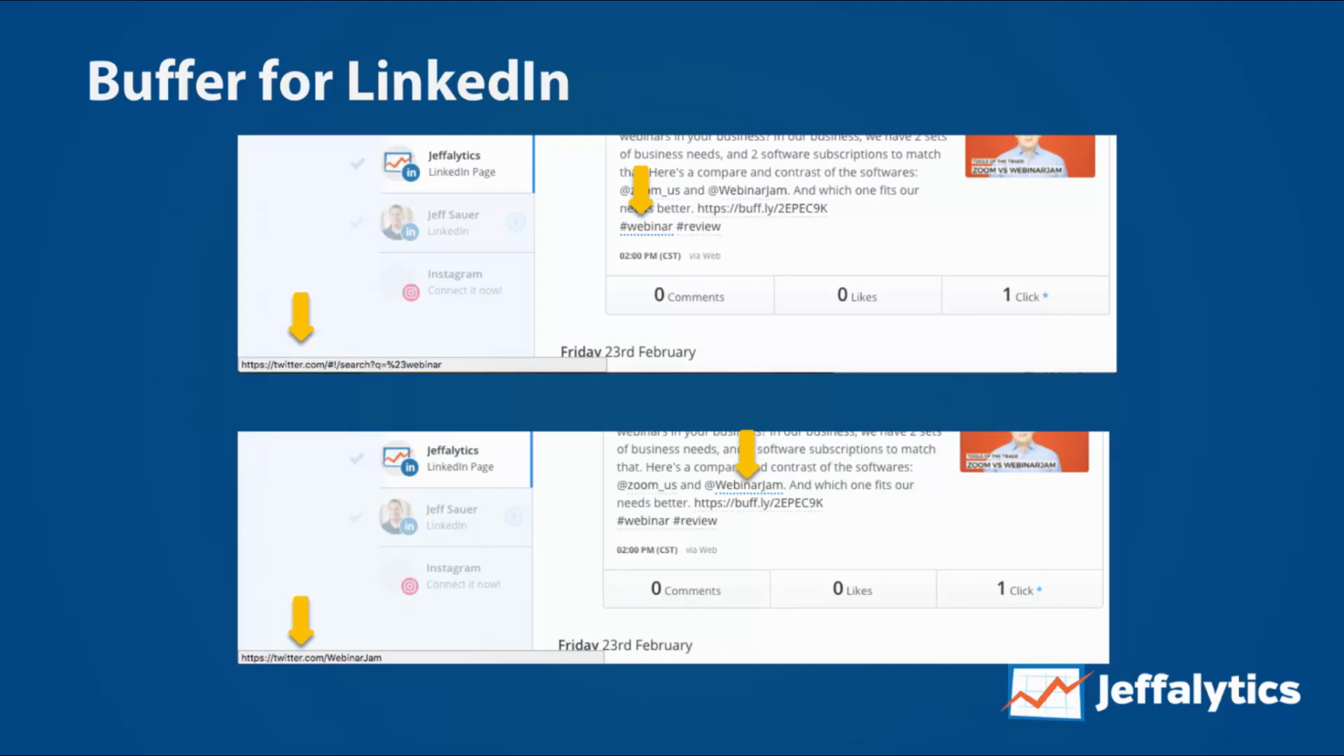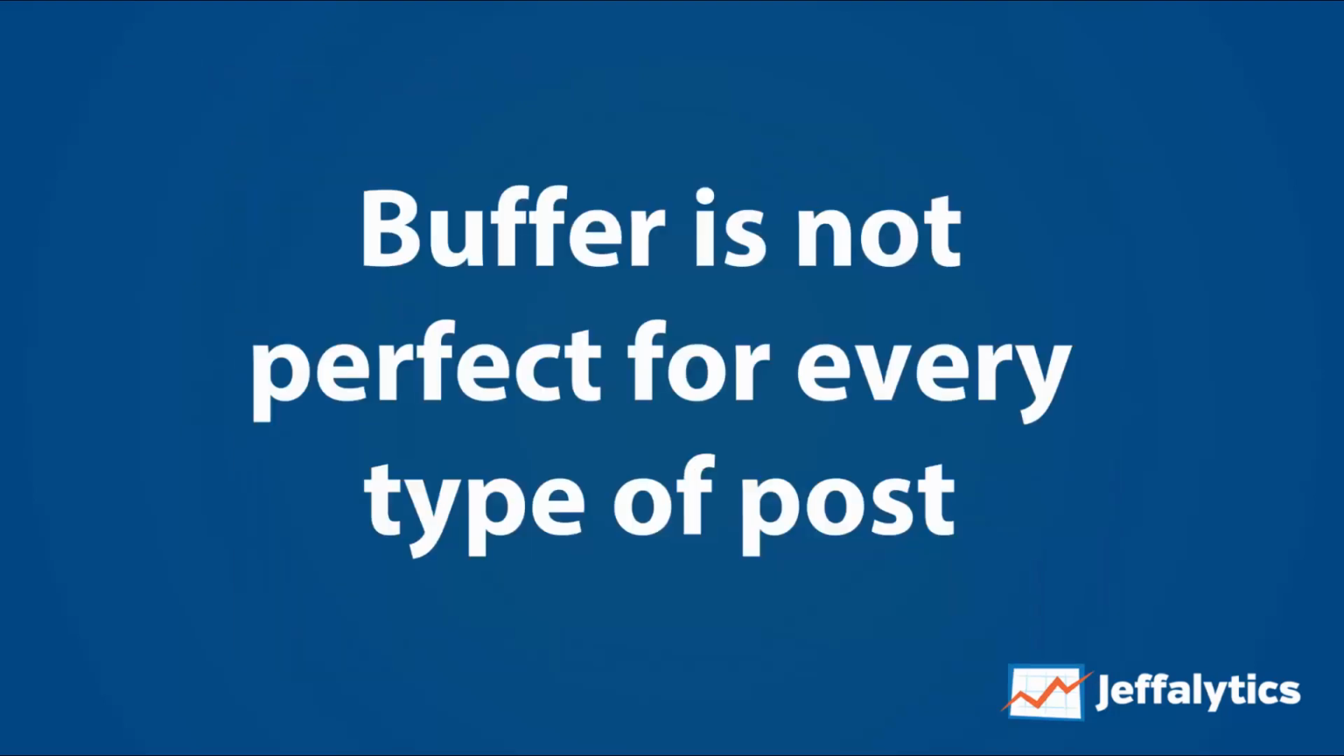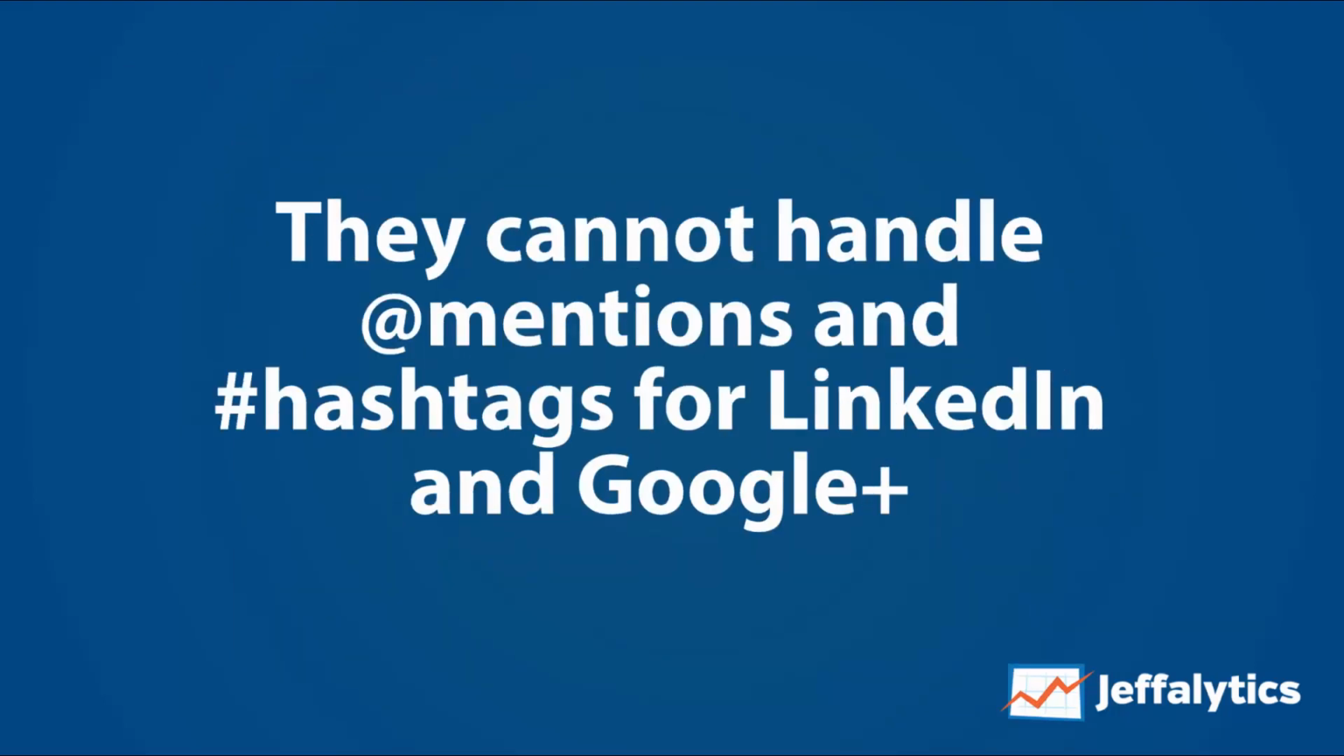And there are some quirks and nuances between the different platforms. I'm not going to get into too much detail here, but basically you can put a pretty similar message between the different tools. But for example, they may not use @ signs nearly the same way that they do in other tools. So they might actually do a Twitter search for an @ handle as opposed to @ messaging them on LinkedIn. And so Buffer is not perfect for every type of post. For example, they can't handle @ mentions and hashtags for LinkedIn and Google+. And that's somewhat frustrating because we would just love to have that done for us.